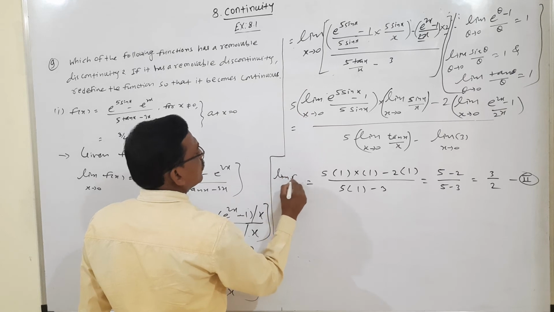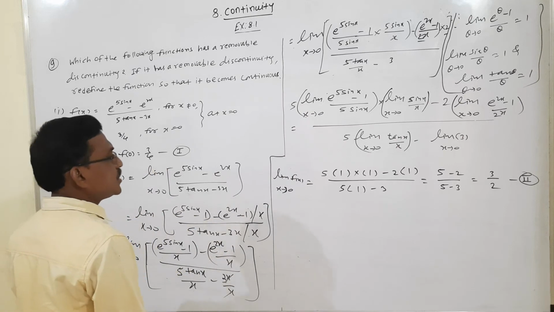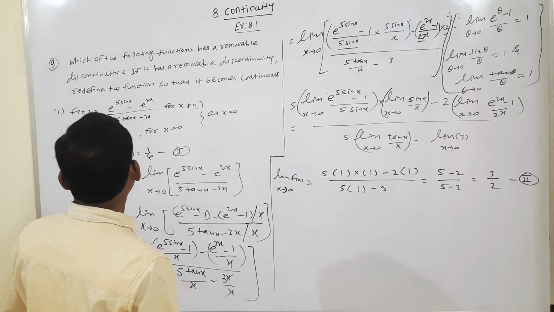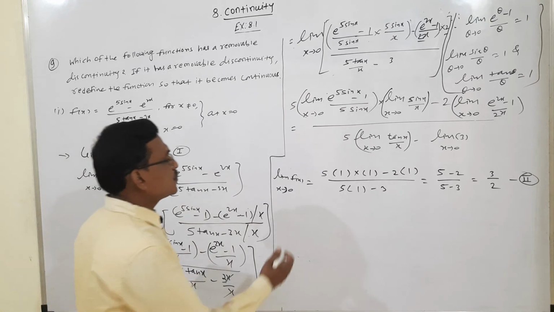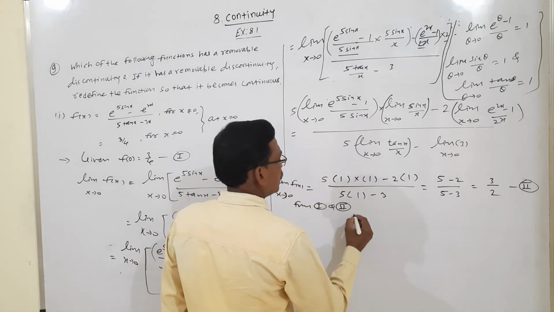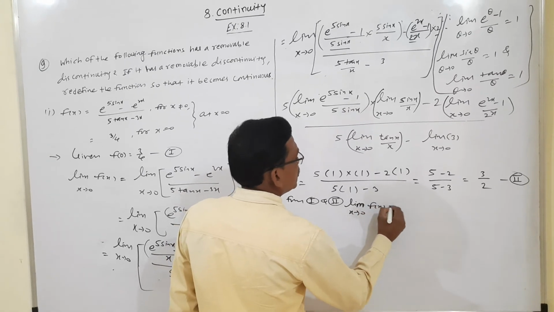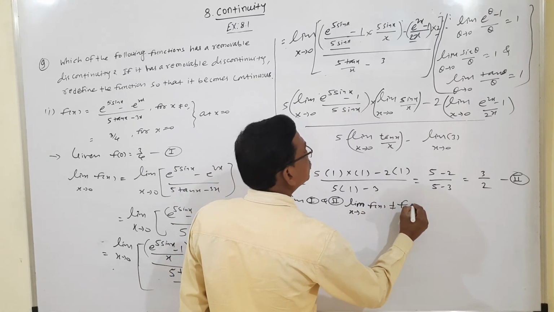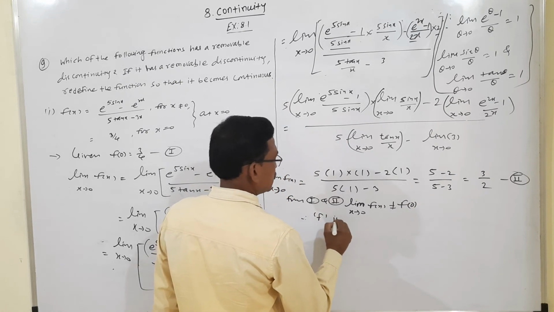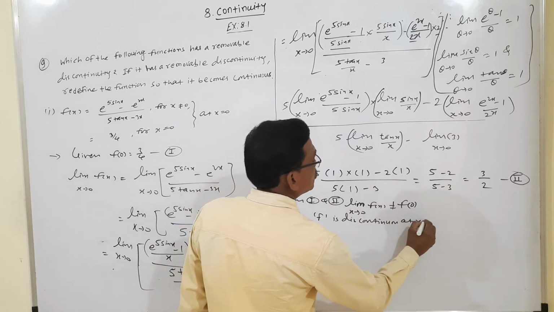So the limit of that function as x tends to 0 is equal to 3 by 2, and our function value is 3 by 4 here, which is different. So from 1 and 2, the limit of that function is not equal to the function value at that point, f of 0, and therefore f is discontinuous at x equal to 0.